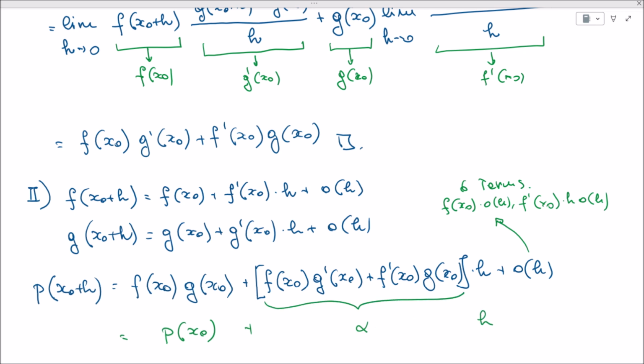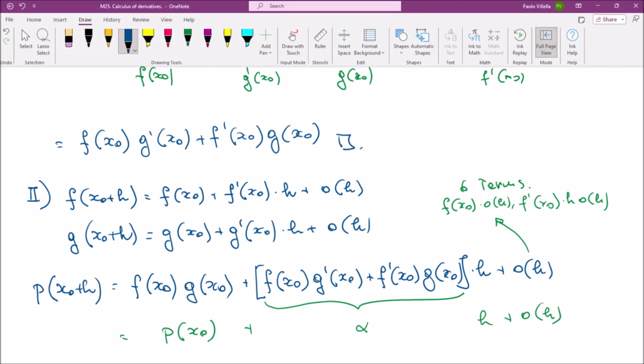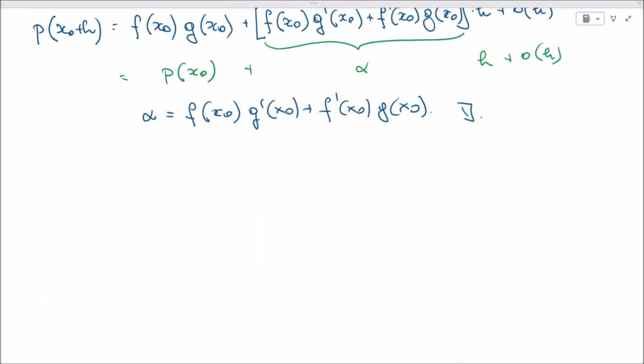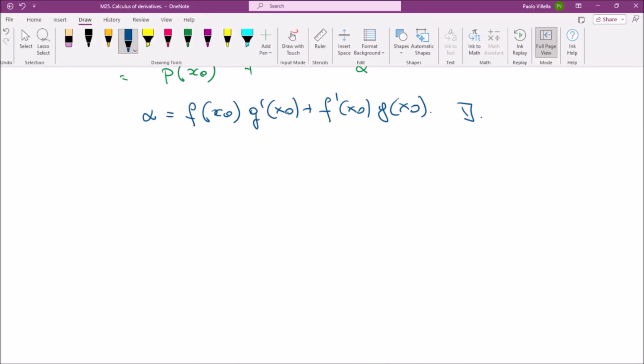So you see that alpha now is exactly this expression in square parentheses, and finally we have little o of h. So this finally proves that the differential alpha is f of x naught g prime of x naught plus f prime of x naught g of x naught, as we were looking for, and this is consistent with the previous expression. Let's now prove theorem 4.